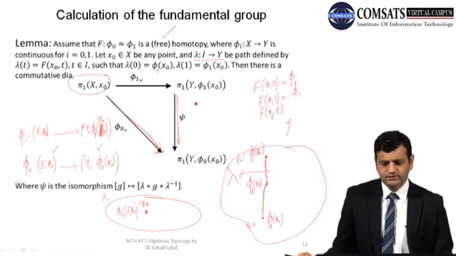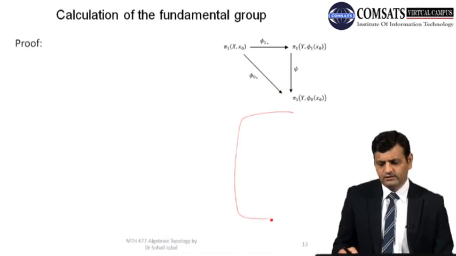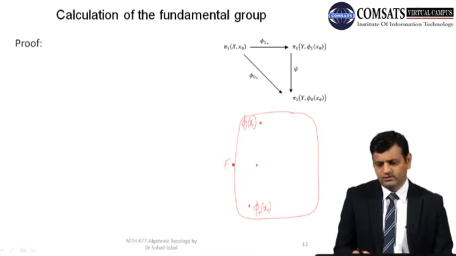So let's see how to construct this psi. Now inside y, starting from phi naught of x naught, I have a point, and then ending at phi 1 of x naught. So these points are basically f of x naught and t, and there is a path from this point to this point, and we are calling this path lambda.